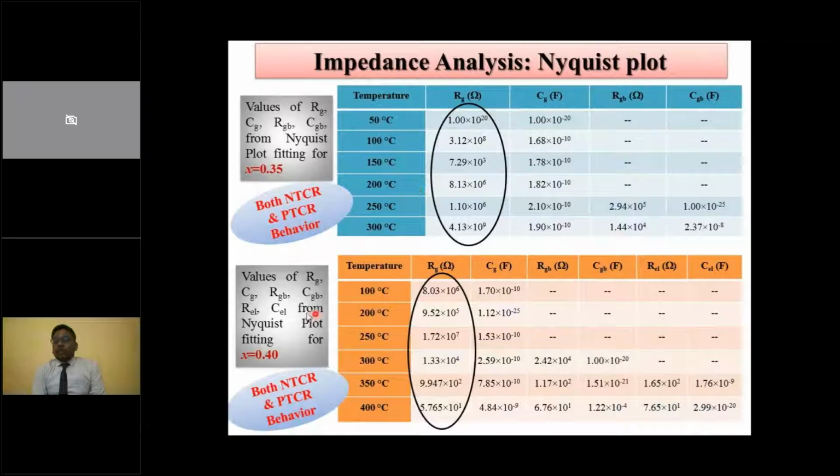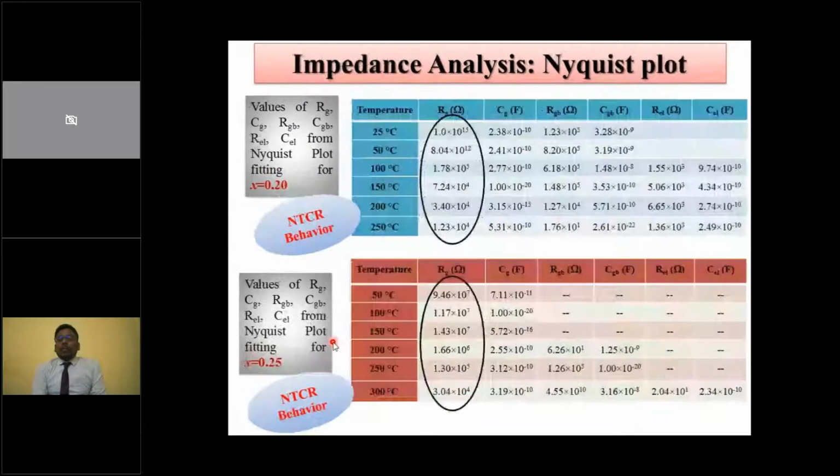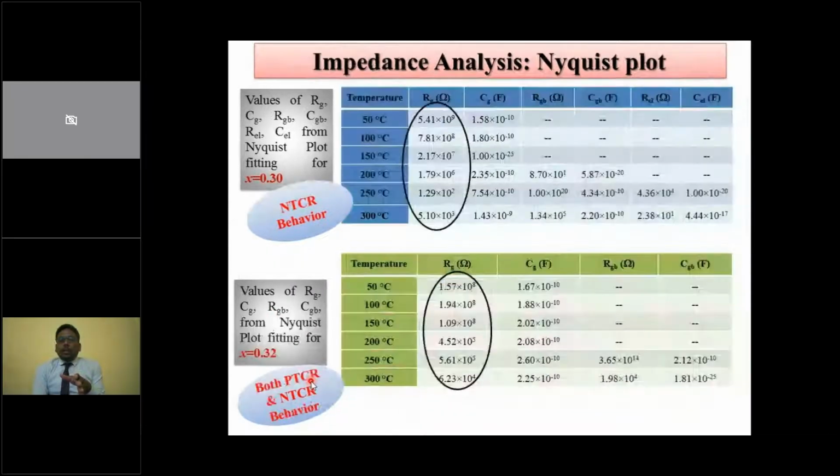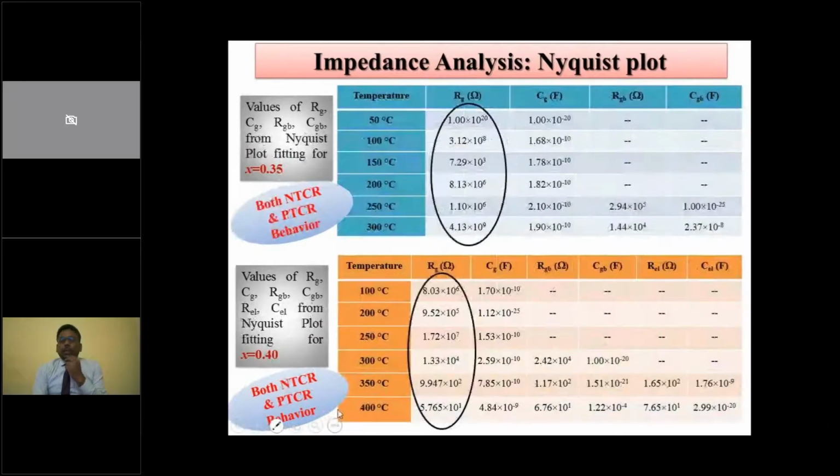X equal to 40 also. Now one can find that below x equal to 30, it is purely NTCR behavior. Again, this is purely NTCR behavior. Here also NTCR behavior. But when we go to x equal to 32, just after the morphotropic phase boundary, both PTCR and NTCR behavior are there. And after that it is continuous for the PTCR or NTCR behavior.